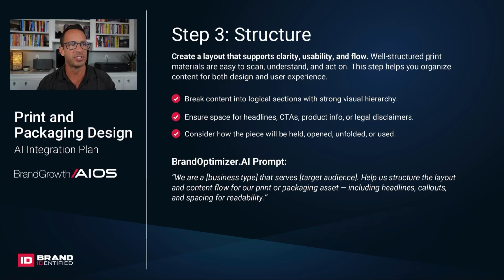So moving on here into step number 3, and that is to structure. Create a layout that supports clarity, usability, and flow. Well-structured print materials are easy to scan, understand, and to act upon. This step helps you organize content for both design and user experience. So be sure to break down the content into logical sections with strong visual hierarchy. Ensure that space for headlines, calls to action, product info, or legal disclaimers, and then consider how the piece will be held, opened, unfolded, or used. And then with step number 3, I've given you another BrandOptimizer.ai prompt to help you out.